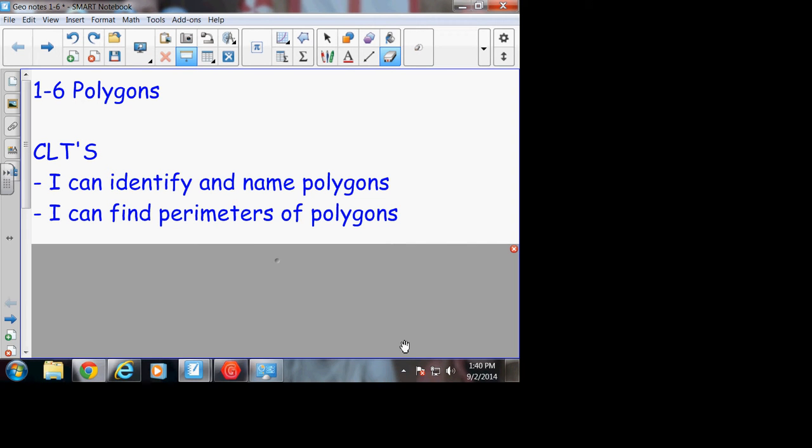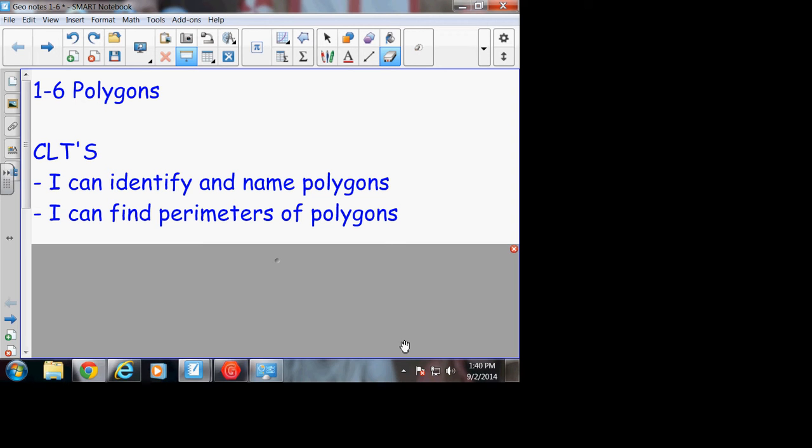Here we go, 1-6. We are looking at polygons today. 2 CLTs. The first one, very simple: I can identify and name polygons. We are going to learn 2 types of polygons today. That's how we identify them. You will learn how to name a polygon today, so you'll be able to do the first CLT no problem.